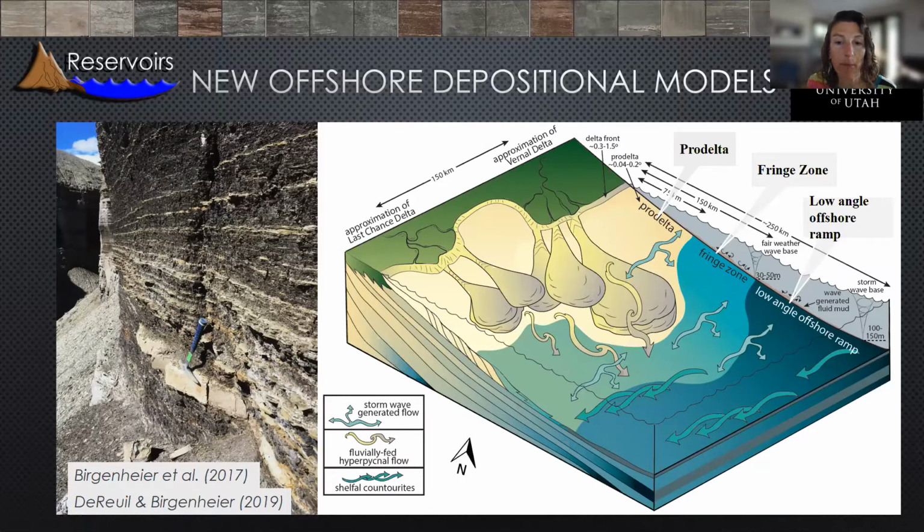So this is an example of what we can do with a large stack of mud in trying to diagnose different facies and where they come from. In this case, there are pretty different reservoir characteristics depending on what type of facies you might be looking at within the succession.